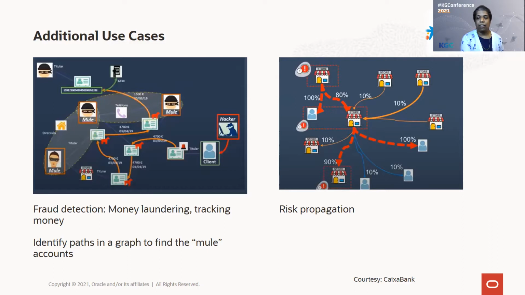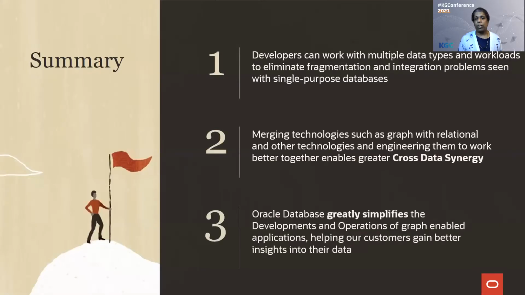So to summarize, developers can work with multiple data types, data models and workloads in Oracle database. It's really easy for them to have one unified platform. It eliminates fragmentation, and they can develop their application with data that is integrated. And it is easy to merge technologies such as graph with relational and other technologies, and have, again, a unified view or unified application that integrates all of their data.